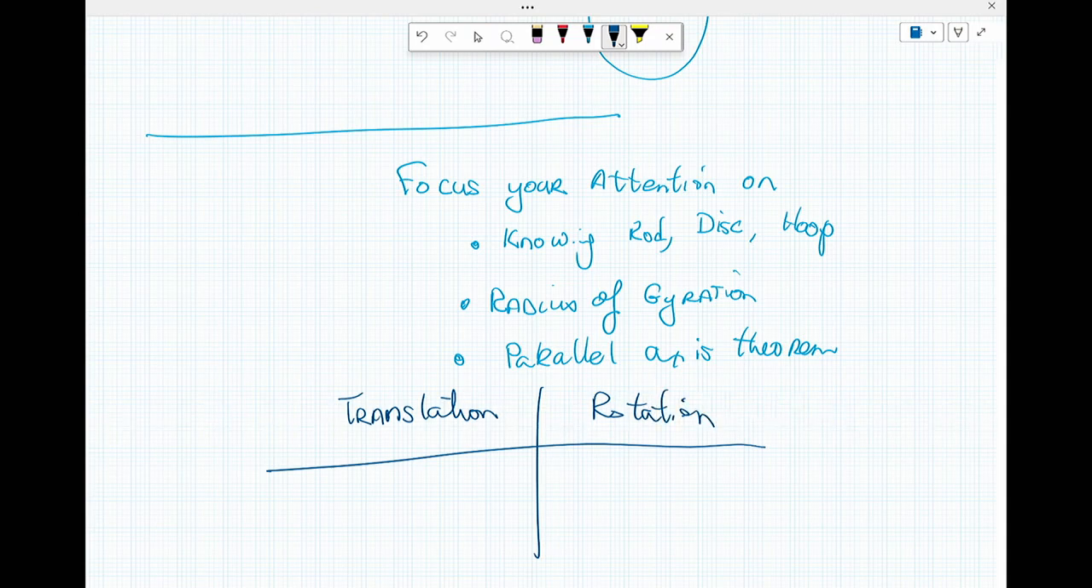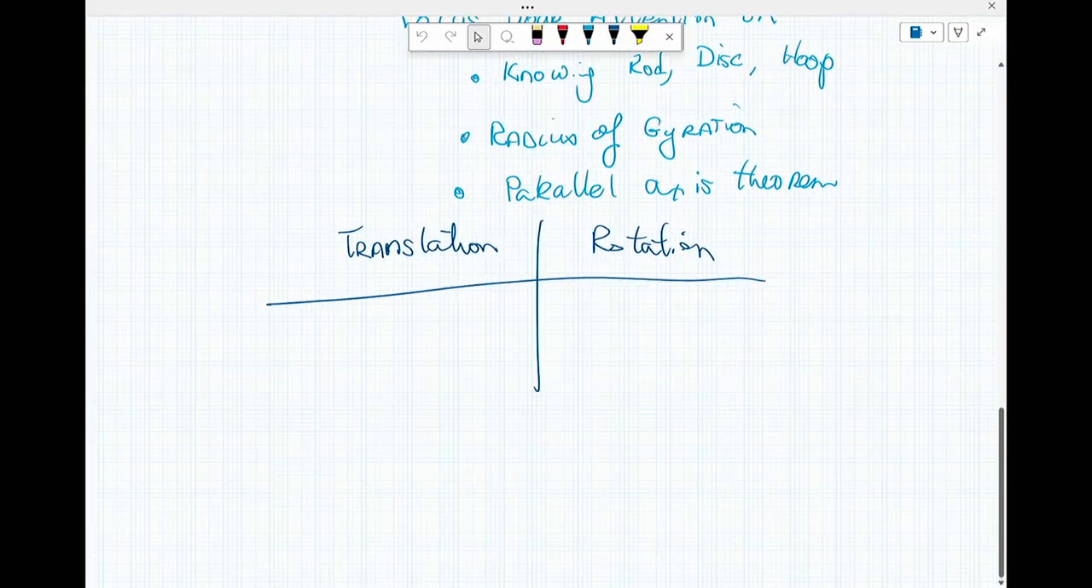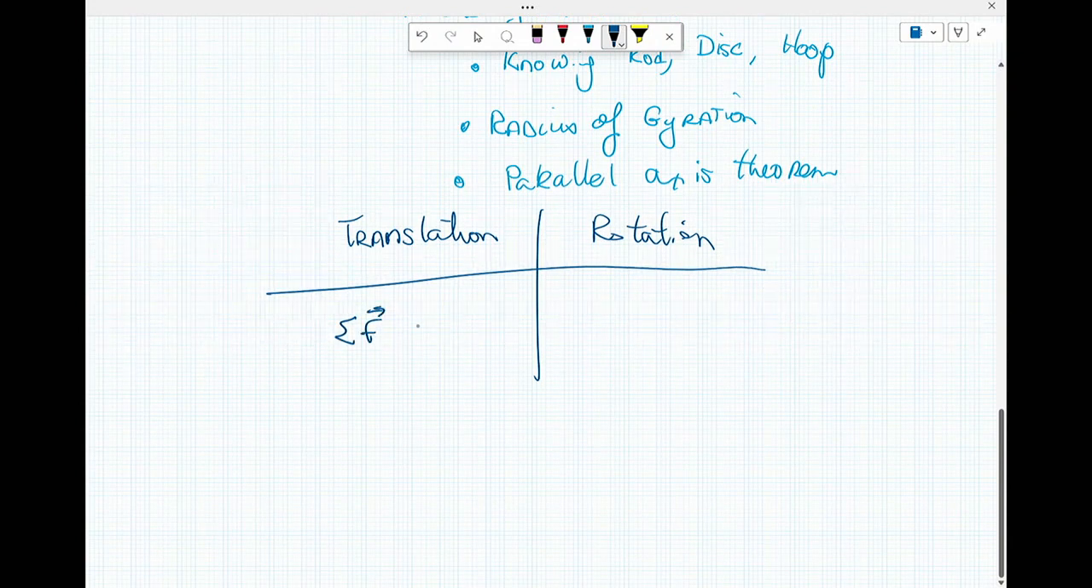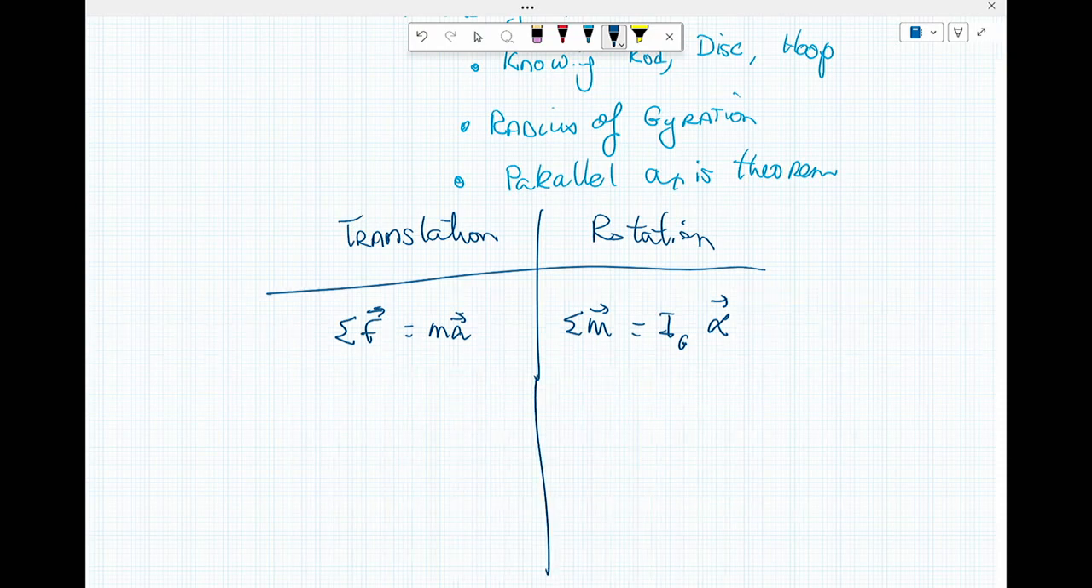The other thing that's really important is to recognize this is nothing more than a substitution for mass when you deal with rotating systems. So when I look at the second law, sum of forces equals mass times acceleration. Sum of moments equals IG alpha. Now I already know alpha is only going to be k in this problem, and a will only be in the xy plane.